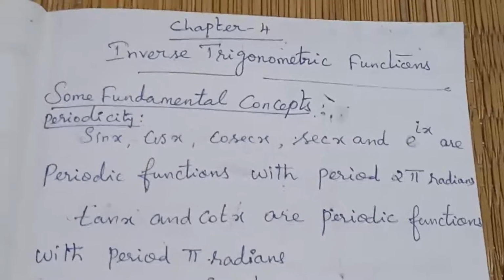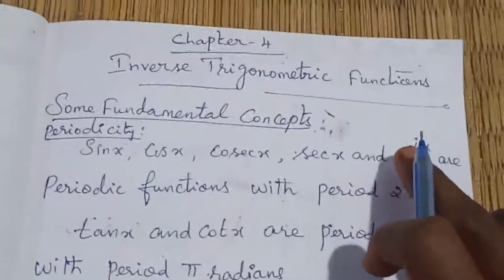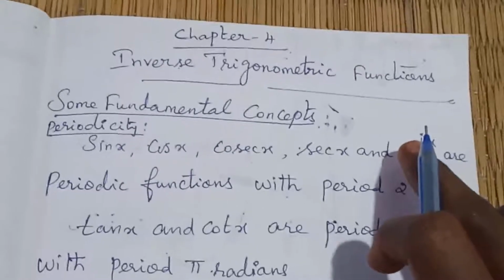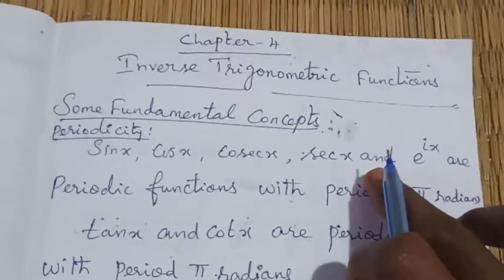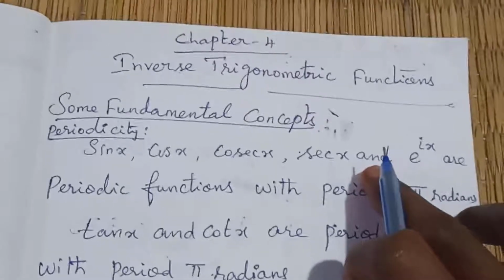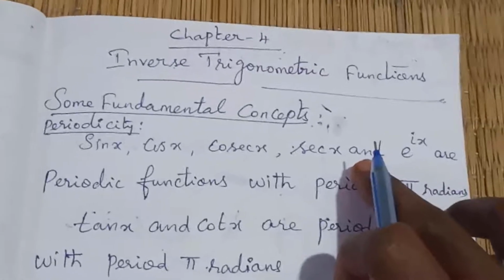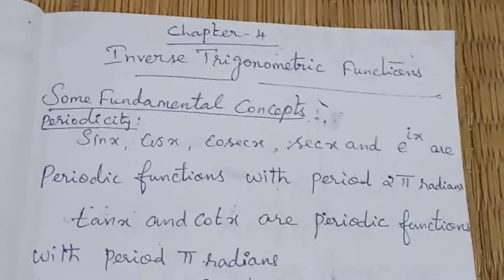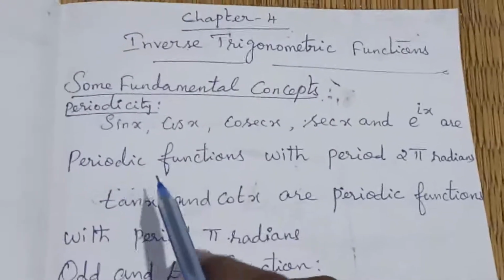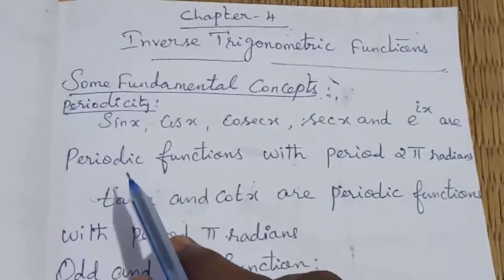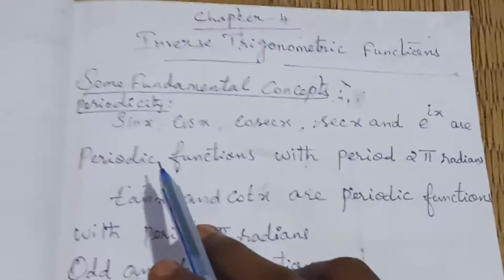So the next chapter is chapter 4, Inverse Trigonometric Functions. You have already studied in 10th and 11th standard the basic ideas of trigonometric functions and some results. Here also only some simple concepts are given. See, the first topic is some fundamental concepts. So here, first, periodicity or periodic functions.